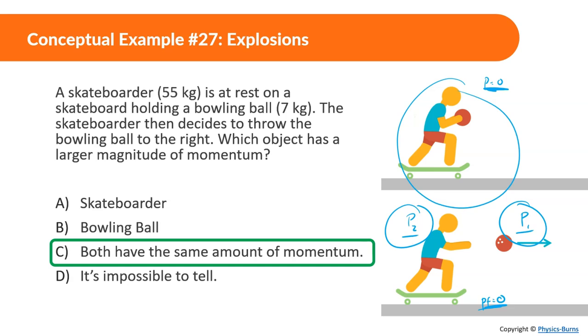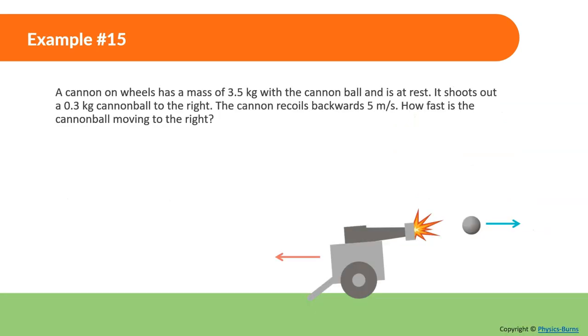Okay? Moving on. A cannon on wheels has a mass of 3.5 kilograms with the cannonball and is at rest. It shoots out a 0.3 kilogram ball to the right. The cannon recoils backwards 5 meters per second. How fast is the cannonball moving to the right? This might be a little bit trickier than it seems, so just be ready for that.